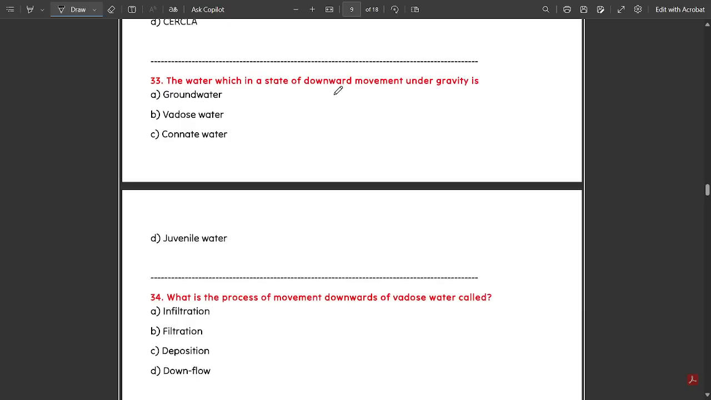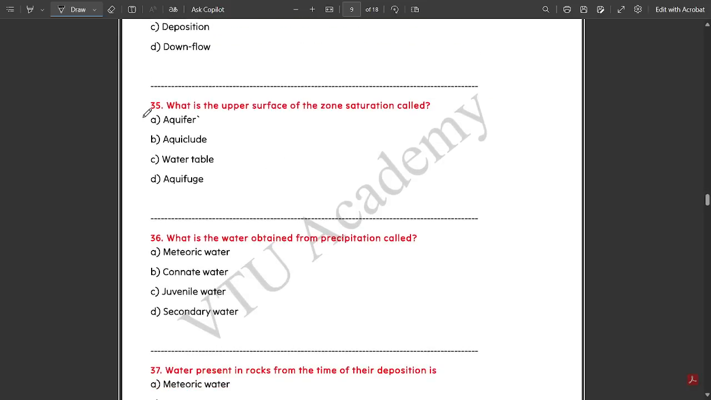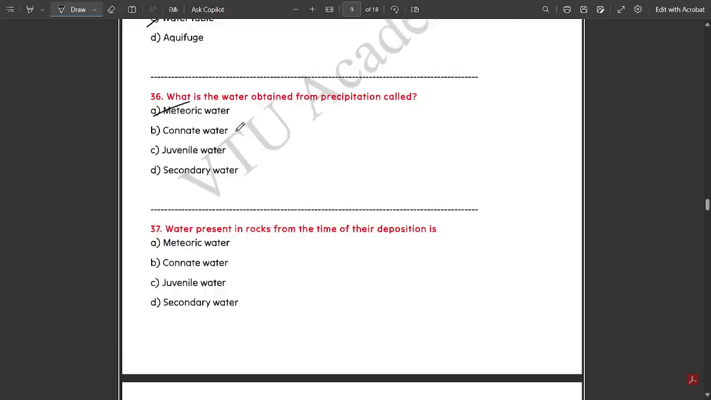The water which is in a state of downward movement under gravity is called Vadose water. What is the process of movement downwards of Vadose water called? The answer is infiltration. What is the upper surface of the zone of saturation called? The answer is water table. What is the water obtained from precipitation called? The answer is meteoric water.